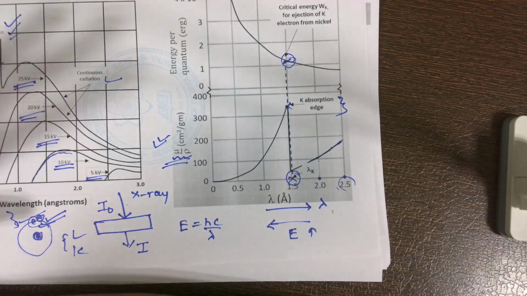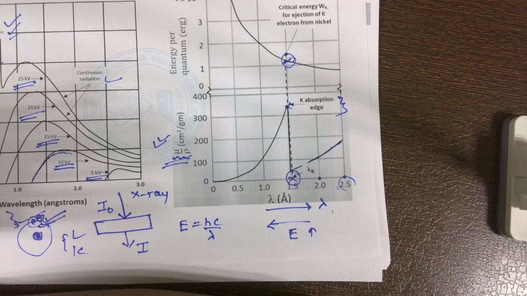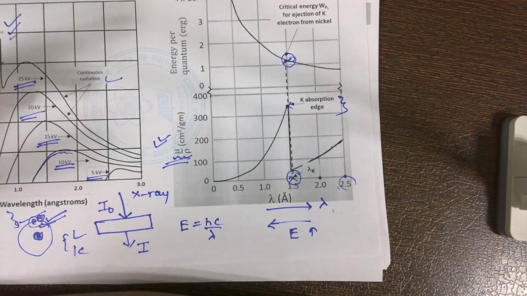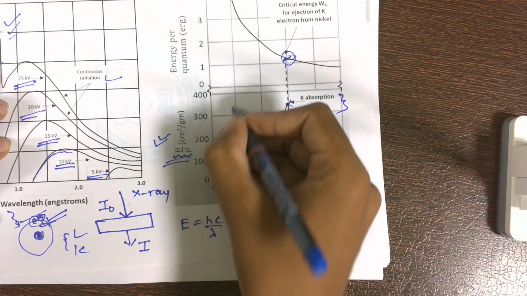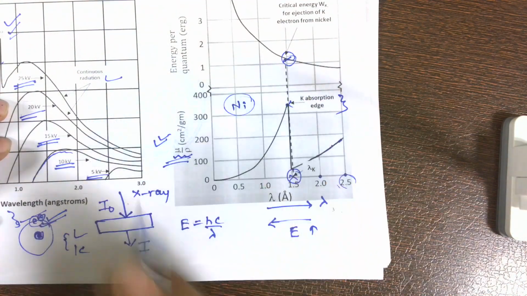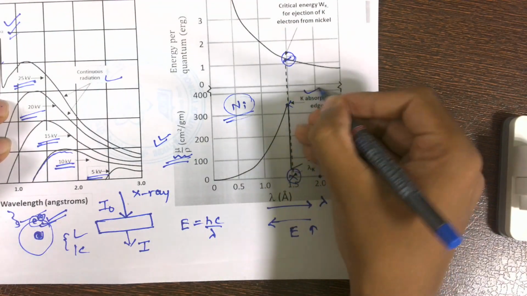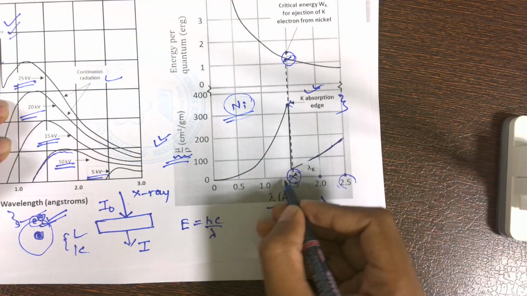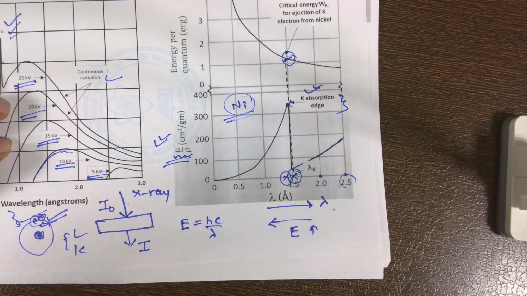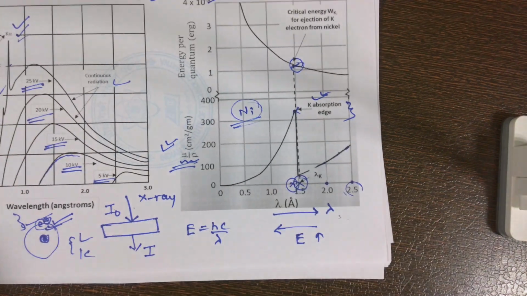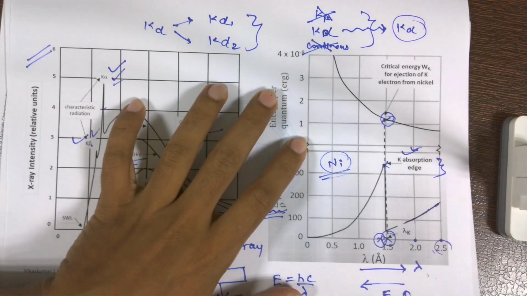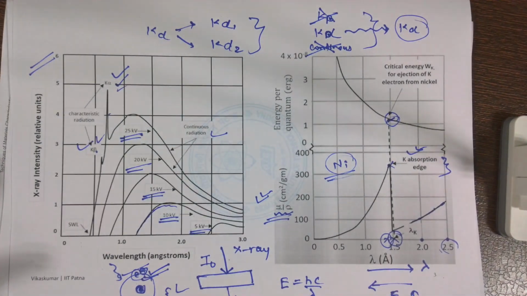So this is the K absorption edge, the energy at which the particular material, whatever you are using, absorbs. Let's say here the thing we are talking about is nickel. Every material will have a fixed K absorption edge, which means it has a fixed wavelength, right? So this is all the discussion that I wanted to make right now.